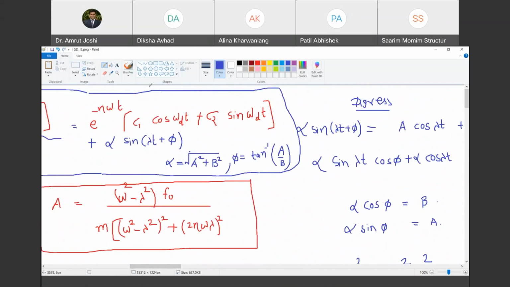what can you say about the first term of this response? In the limit t tending to infinity, the first term vanishes. So first term will cease to have effect after some time. Imagine that time can be as short as 10 seconds. After 10 seconds, this term e raised to minus eta omega t will be so small that the first term will cease to have effect on the response. Are you with me?